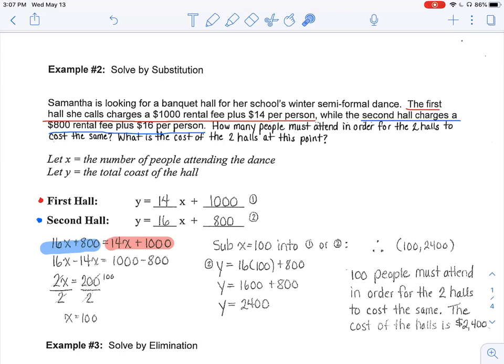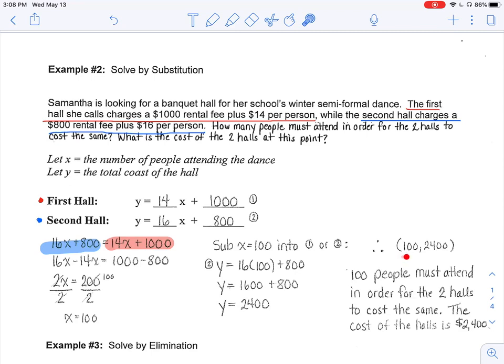Once we have a value, in this case our x value, we sub x is equal to 100 into number 1 or number 2, the first equation or the second equation. So we've gone ahead and used our second equation. Y is equal to 16x, remember x is 100, plus 800. 1600 plus 800 is equal to 2400.